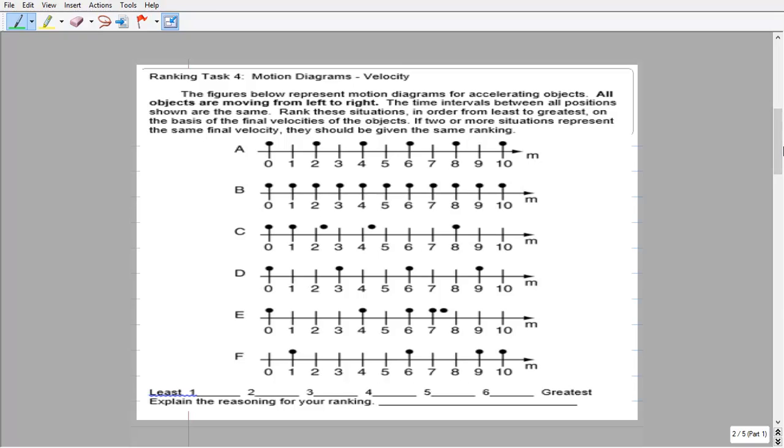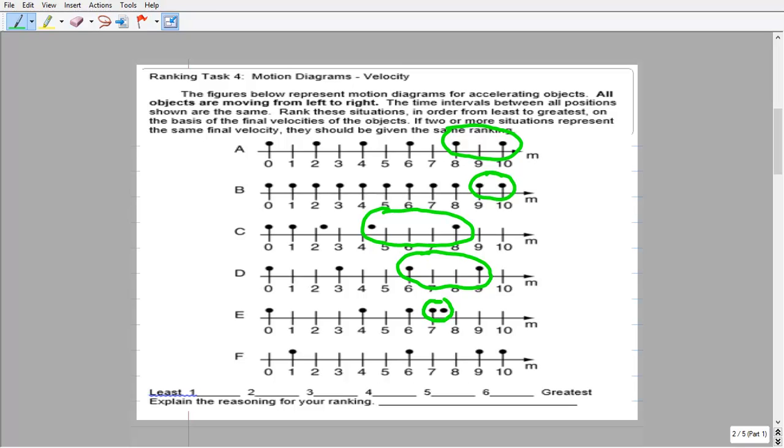Ranking task number 4. Now notice in ranking task number 4, we need to figure out the final velocity of the object. So what we have here is a motion diagram where I'm again seeing the position of an object at discrete moments in time. They only care about the final velocity. All these things are moving from left to right. All we care about is the final velocity. All we care about is the last 2 dots. Those are the last 2 pieces of position information we have for this moving object.